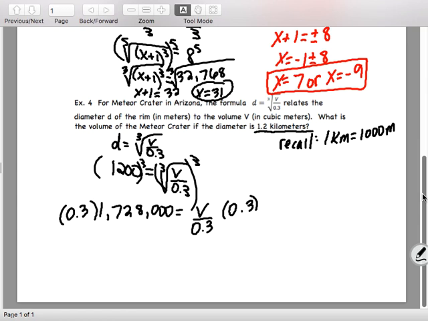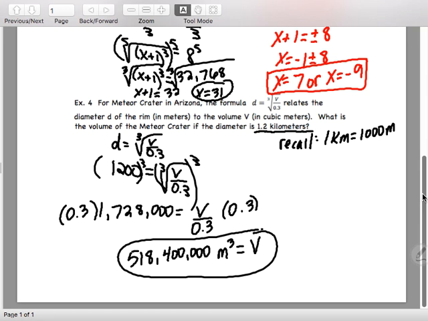You want us to round it? There's no rounding here. This turns out to be a whole number. So I got 518,400,000. This would be meters cubed. Yeah, I didn't have any decimal. Maybe yours gave it to you in scientific notation.